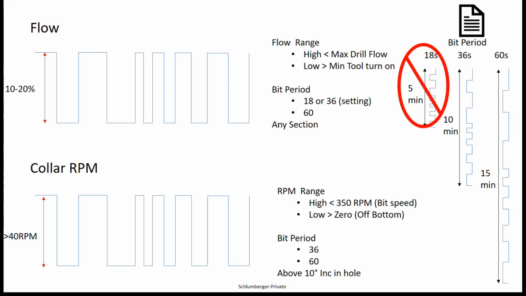Also, you want to notice that the 18 second bit period is not available for collar RPM downlinks. So your only two options are sending it in a 36 or a 60 second bit period. Unlike the flow, the 36 or 60 are always available. There's no predetermined setting you have to put the tool in to accept those collar RPM downlinks. Lastly, you want to note that it's recommended to have at least 10 degrees of inclination in the hole. The tool has trouble distinguishing between the high and the low states with low angle.